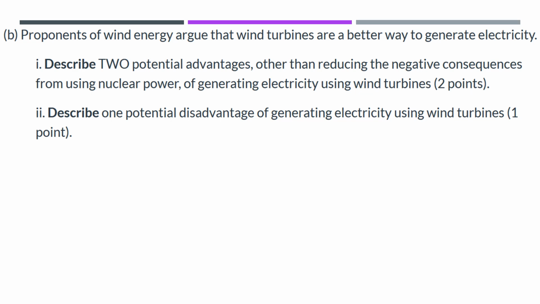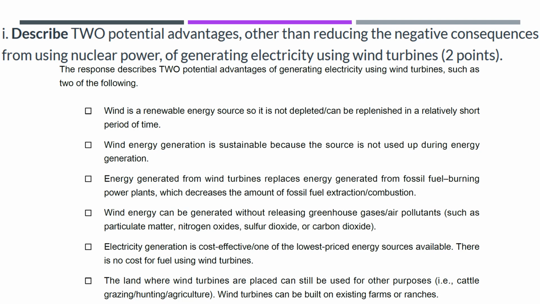Part B. Proponents of wind energy argue that wind turbines are a better way to generate electricity. Describe 2 potential advantages other than reducing the negative consequences from using nuclear power of generating electricity using wind turbines. So we're looking for 2 potential advantages. And then part 2, describe 1 potential disadvantage of generating electricity using wind turbines. So let's take a look at some of the answer choices that we have here.